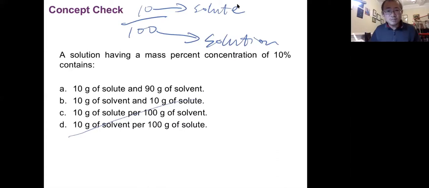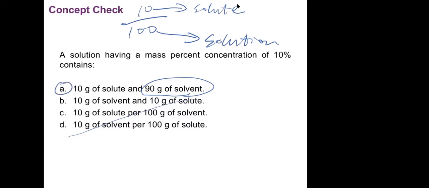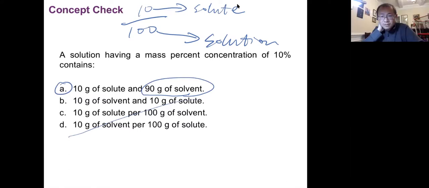Solute is 10 grams. Solution is 100 grams. That means what? Solvent is 90 grams because solution is the total. If one part is 10, the other part is what? 90. Answer is 8. Does it make sense, guys? Yes. Everyone, please, the beginning of part 2 of the chapter, I really want you to understand what a concentration means.